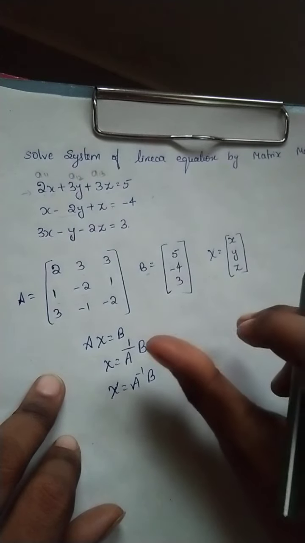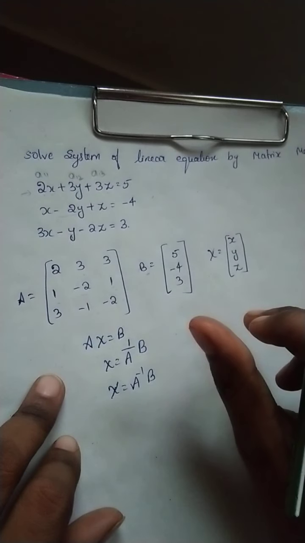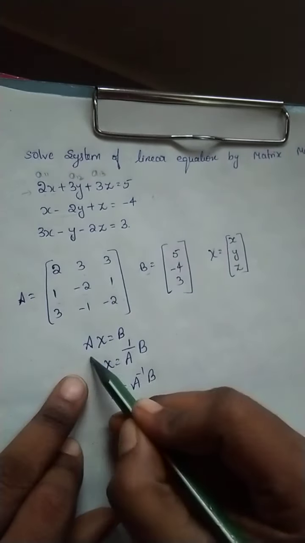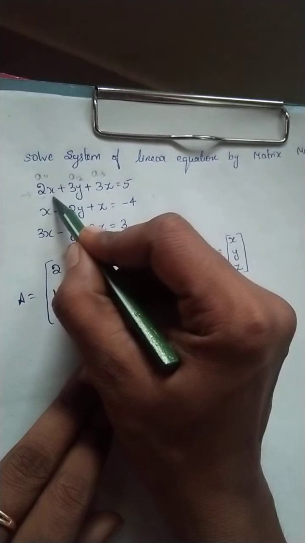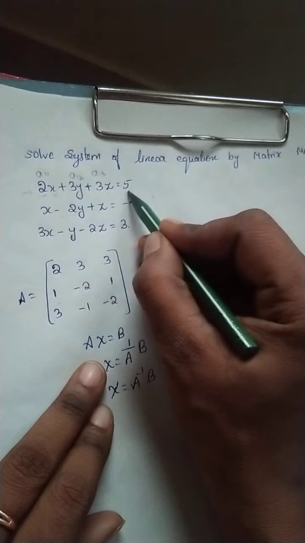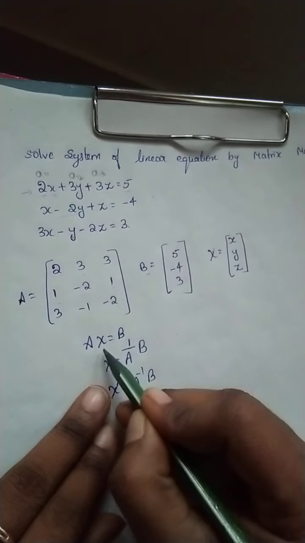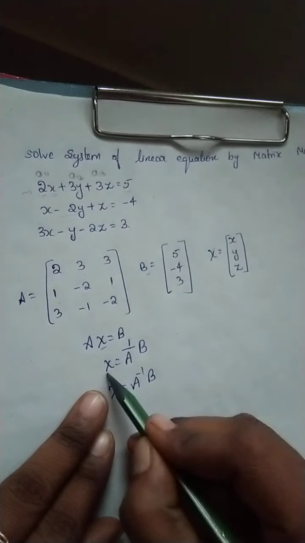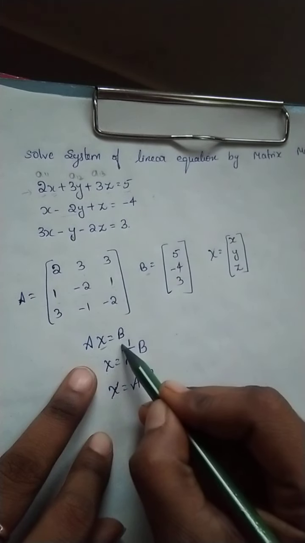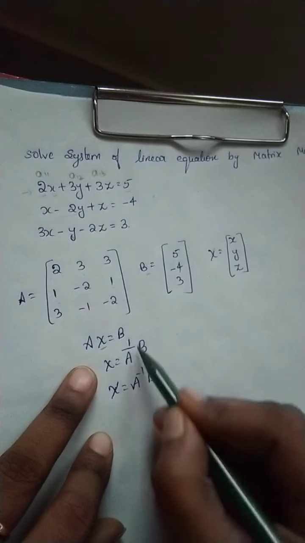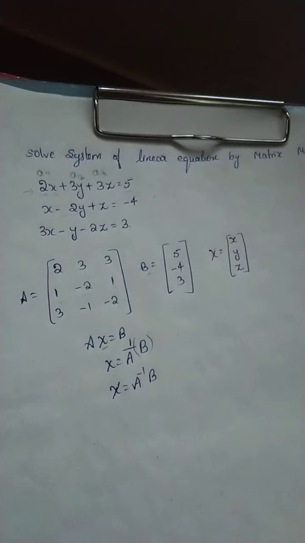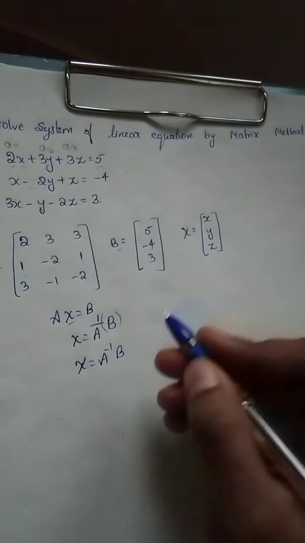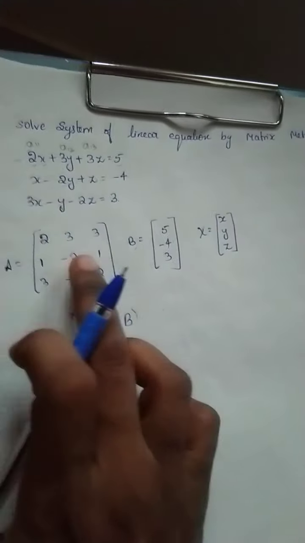To solve the system of linear equations, the formula is AX equals B. The multiplication of A into X will lead to B. This is our A matrix, this is our X, which will lead to our B. Now if you derive the X value from this equation, A will come below as the denominator, so X is 1 by A into B. Now 1 by A can be written as A inverse B. What you require here is to find the inverse of A.